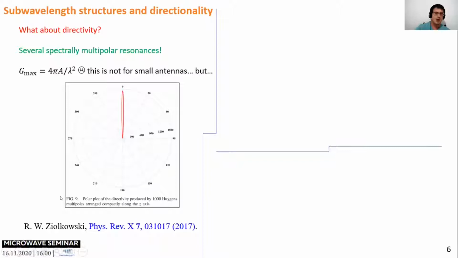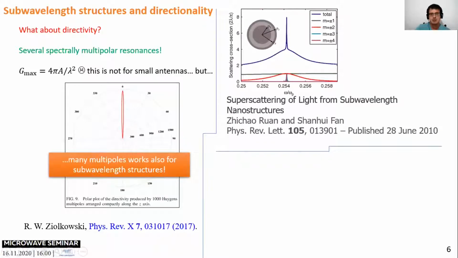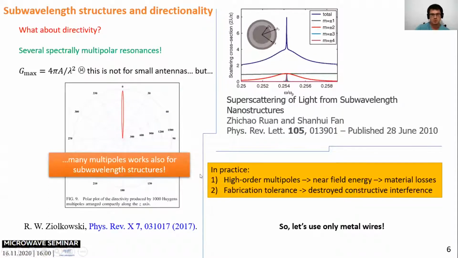resonance case. However, there were theoretical works that showed that it's possible to combine several types of multipolar resonances in these kinds of sub-wavelength structures, at least, for example, in a paper by Tsiolkovsky from 2017, he showed that theoretically it's possible to take a huge amount of different types of multipolar resonances in the same sub-wavelength area, and you will get this so-called needle radiation, a high directivity pattern. The same related works, we are coming back to the Ruan and Fan papers, also discussed these problematics in their original works published about 10 years ago.